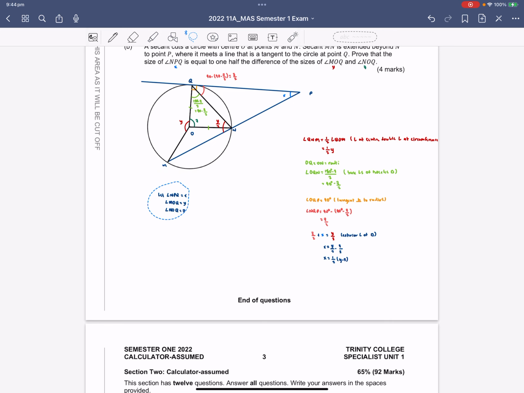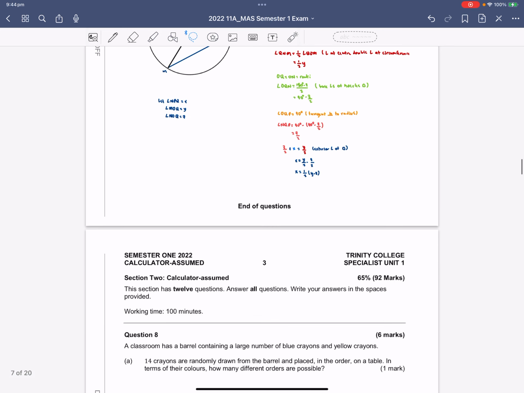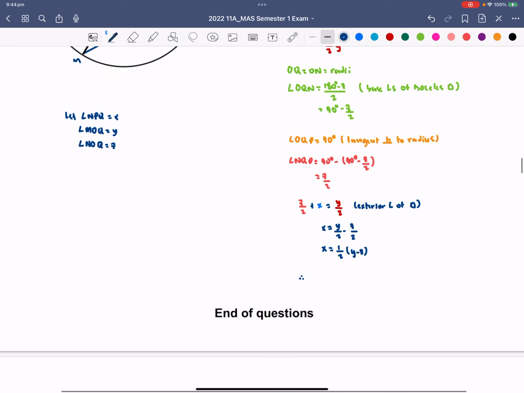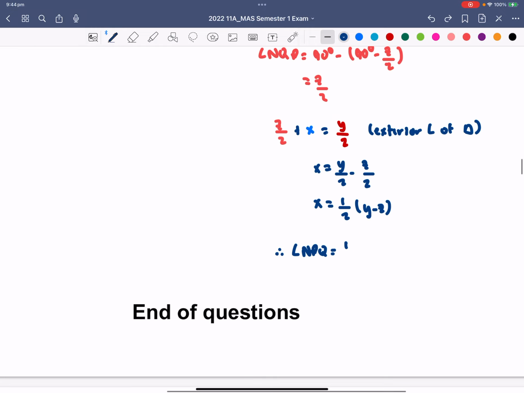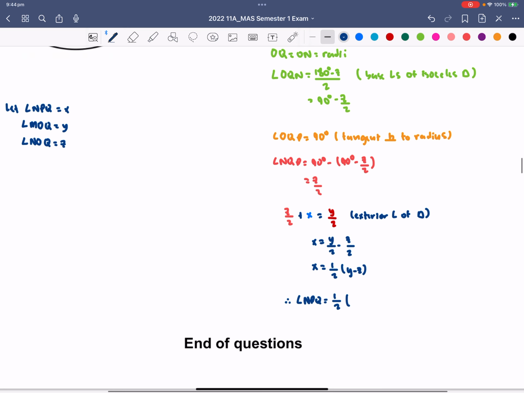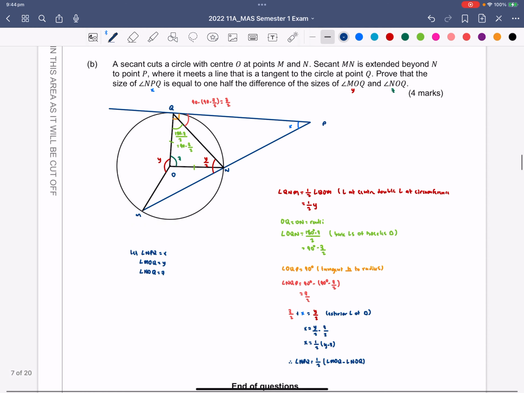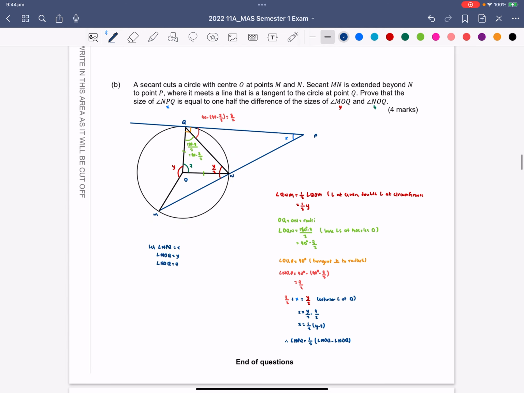That's how I was able to write down: therefore, angle NPQ is half the difference between the two angles that they asked for. So angle NPQ equals half, angle MOQ minus angle NOQ. Yep, that's it. Proven for 4 marks. All right, well done. That's the end of Calc 3.